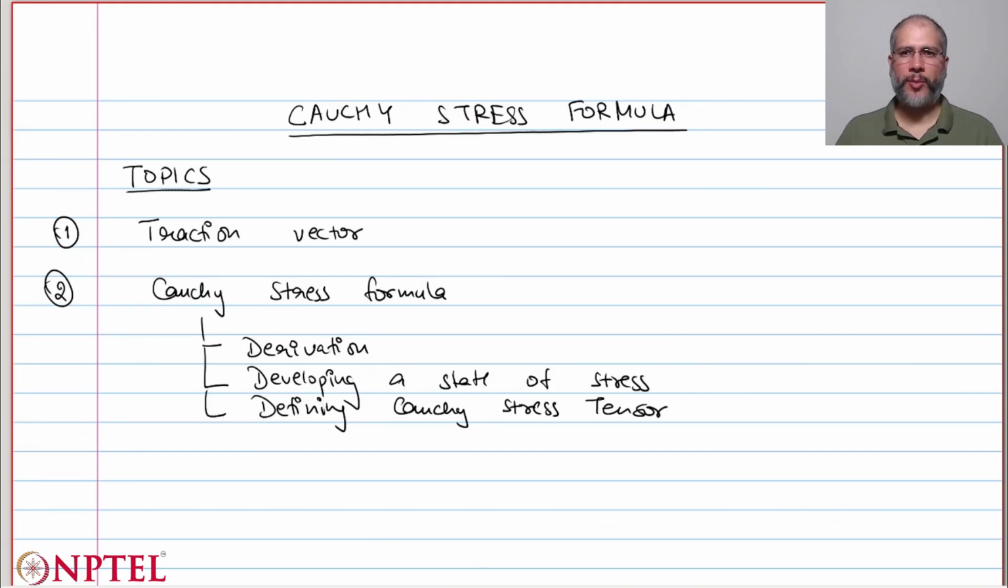First, we'll talk about a property of the traction vector that we discussed last time. Then we will move to the derivation of the Cauchy stress formula. That's one of the most important formulas in this course. We will learn how the state of stress can be developed using the Cauchy stress formula, and then we'll use this to define the Cauchy stress tensor. That is going to be a very important quantity in this course.